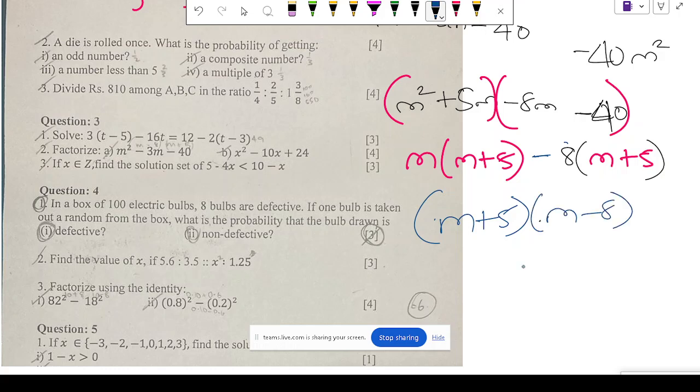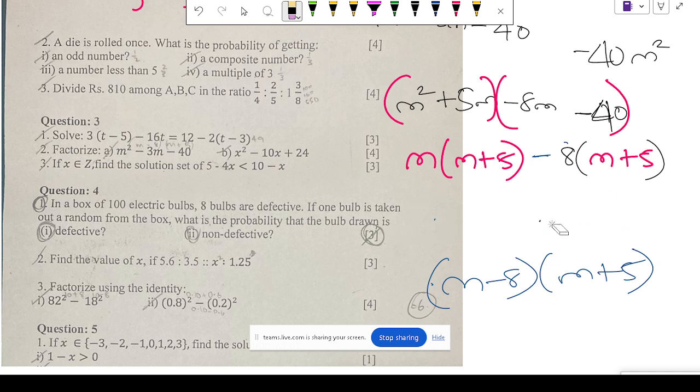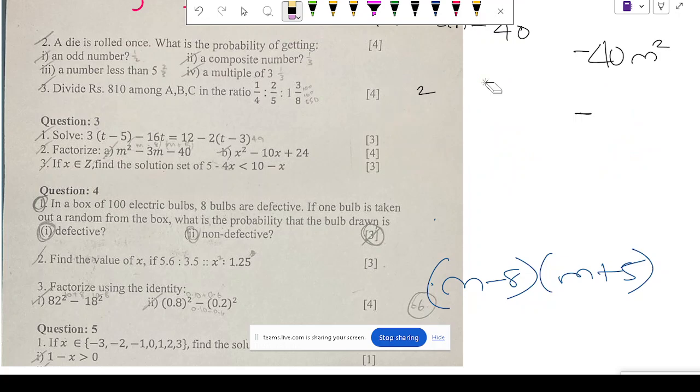Okay, this is also fine. Or you can write m minus 8 into m plus 5. This is also fine. You have written m minus 5 into m plus 8. Okay, your answer is correct. How did you do that? Using the splitting method? Yes, sir. Same splitting method only. Okay, that answer is correct. Then why didn't you answer when I asked? Sir, I was saying, sir. Fine, Kia. Next question.